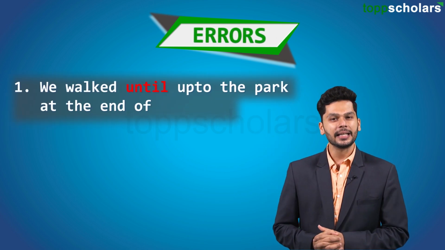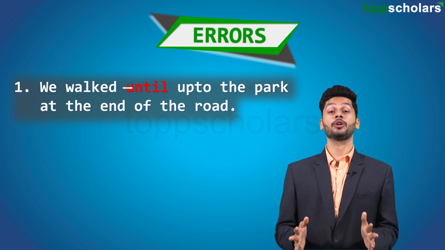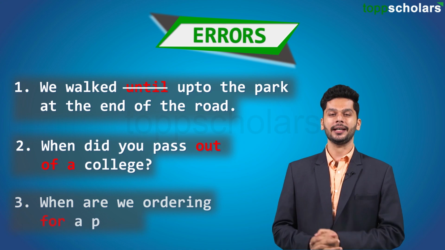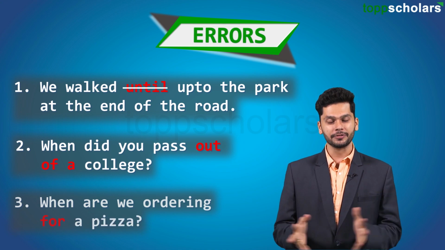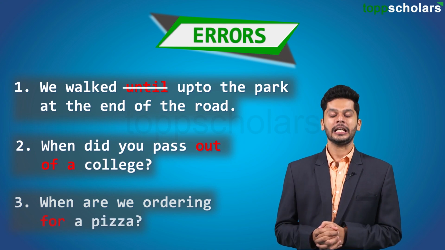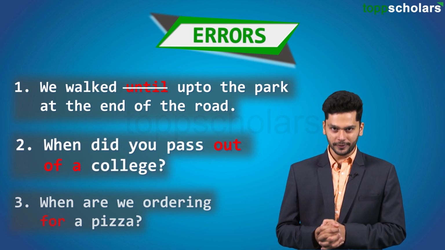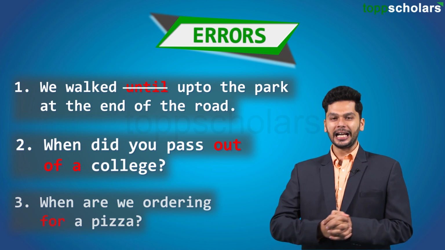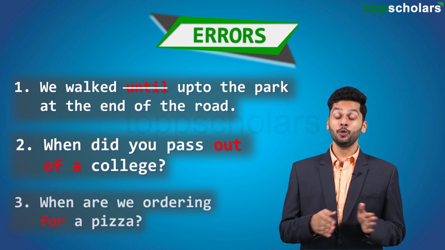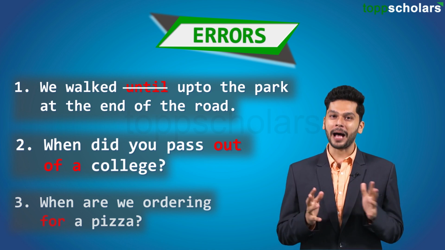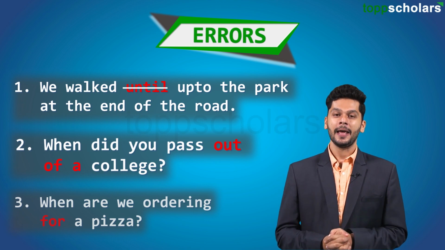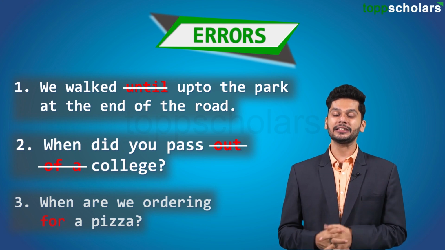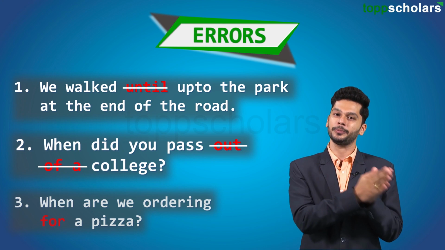If you look at sentence number 1, you'll understand that there is a wrong preposition used. And if you look at sentence number 2 and 3, you'll understand that a preposition is used when it is not actually needed. If you look at sentence number 2, which says, when did you pass out of a college? That means, when did you faint in college? Because pass out actually means to faint. But what they actually mean is, when did you pass college? That means, when did you get your degree from your college?